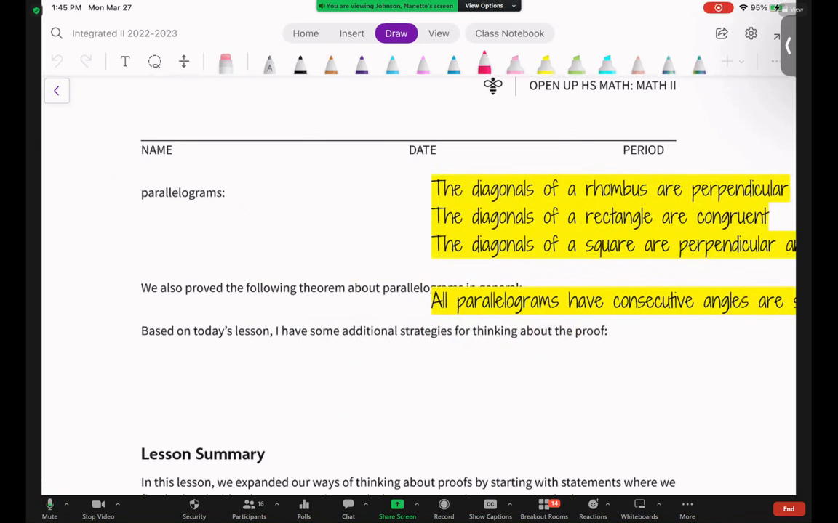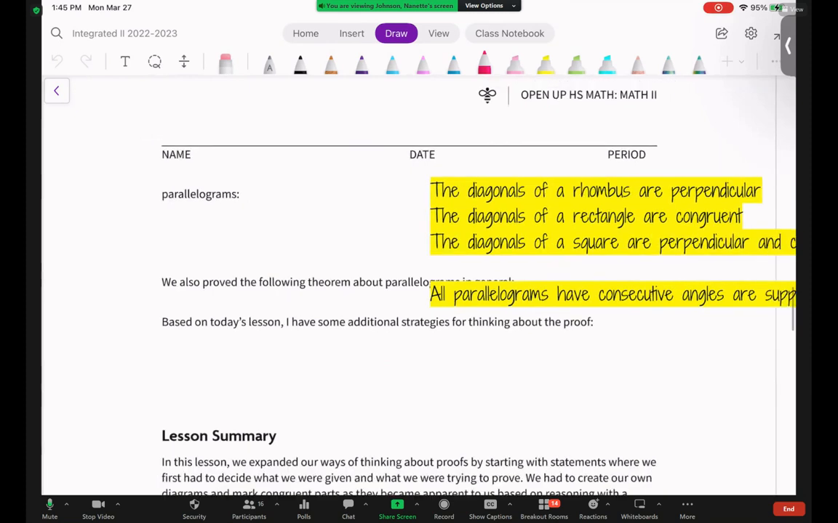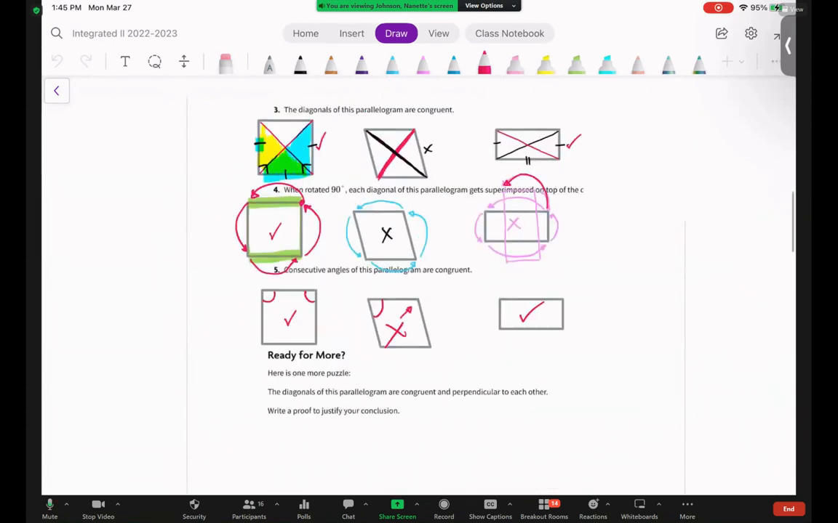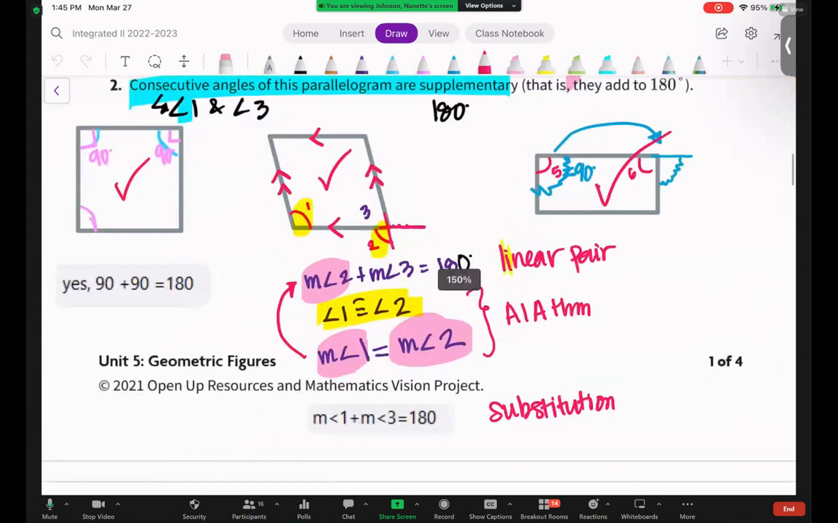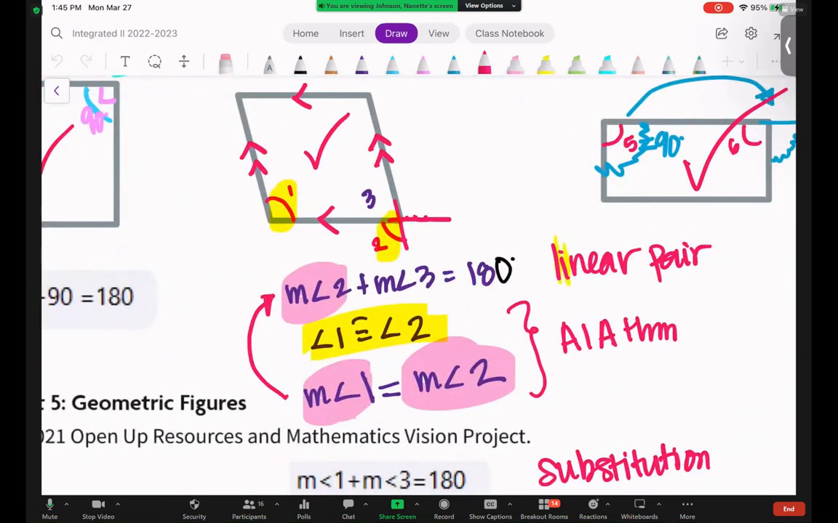And then the last one was, based on today's lesson, I have some additional strategies to think about proofs. Some of you came up with them today, right? Some of you noticed that there was a line, and whenever you have angles, that means linear proofs. Some of you noticed that we can have reflections. Some of you noticed that even within our other proofs, we still had some of that other stuff. Like, for example, this one. I don't know about you guys, but I keep seeing substitution over and over again.